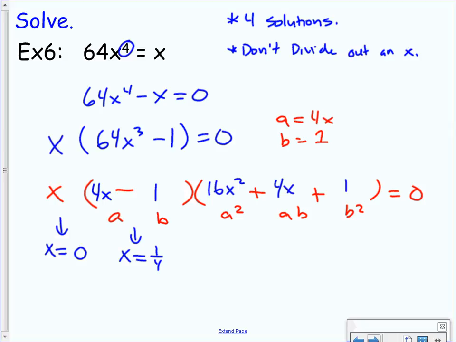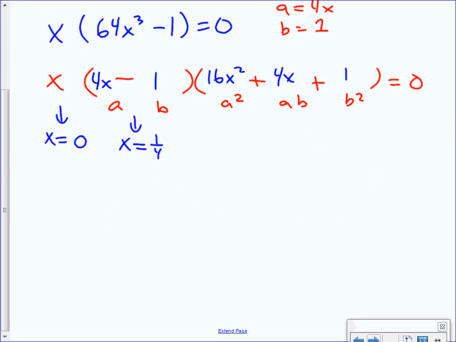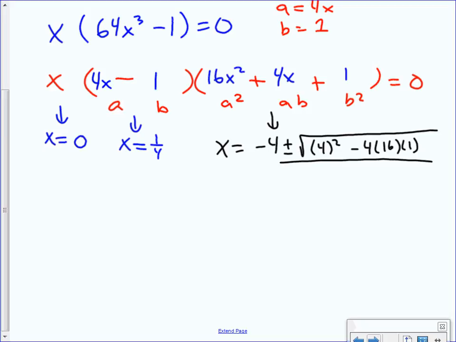Here we go. x is equal to negative 4 plus or minus the square root of 4 squared minus 4 times 16 times 1, over 2 times 16. Ooh, that's a good one.